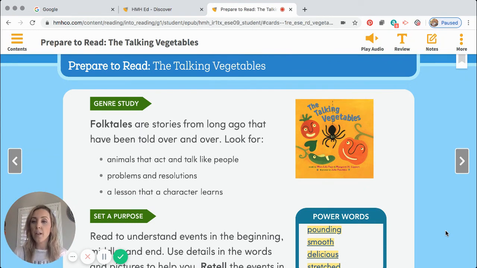The other thing I'm going to ask you to have is either a highlighter or a pencil, something to annotate your text with. So that means I'm going to ask you to go back into your text and either underline, circle, or highlight evidence from the text that helps us to answer some of our questions throughout our reading. Okay, so I'm going to give you just a couple of seconds to grab those materials, and then we'll get started.